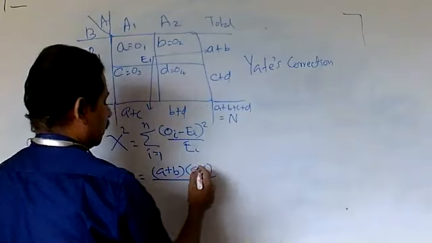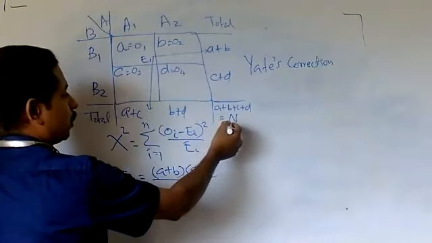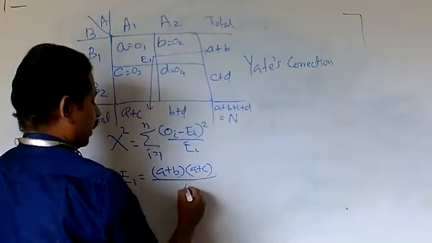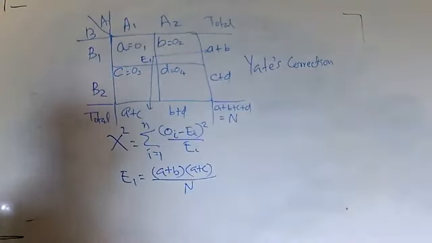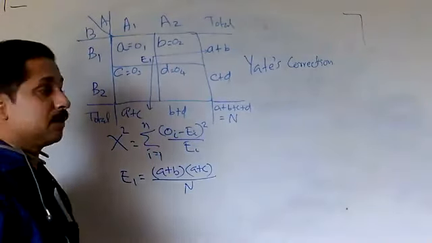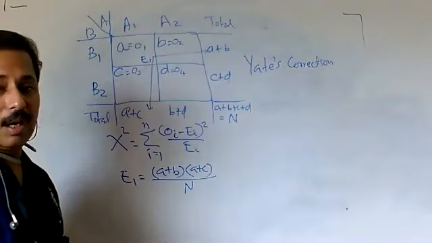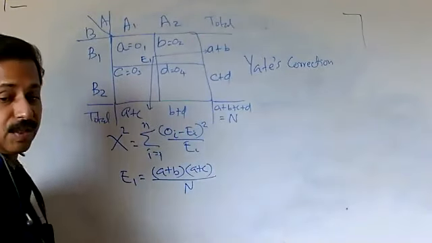That multiplied, and divide that by the total observations. Total is A plus B plus C plus D, which is N. So using this formula, we will get the expected value in the first cell. Similarly, what is E2?